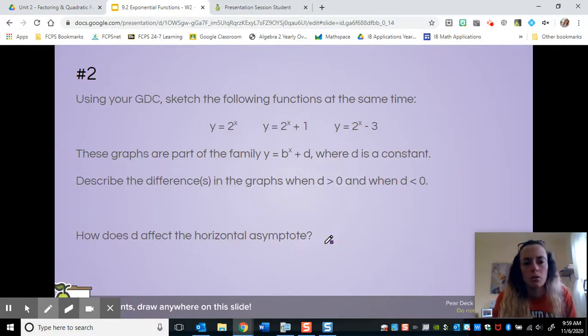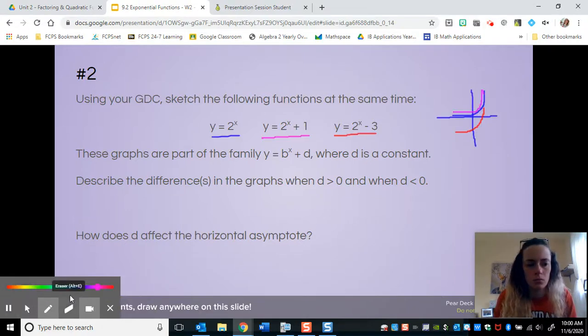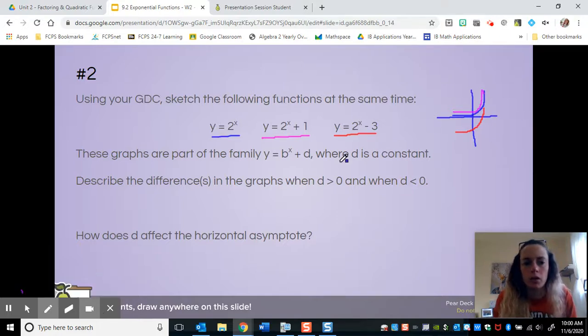All right, in part 2, we're asked to graph all 3 of these at the same time. We get something that looks like this, again, color coding. So they're saying that these are part of the family b to the x plus d, where d is a constant. Note that d is not in the exponent. It's next to that b to the x. Looking at the differences between when d is greater than 0 and d is less than 0.